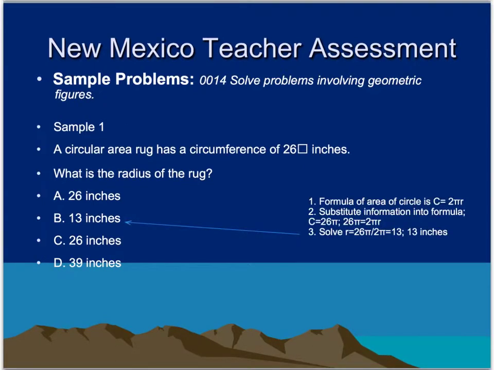The formula for a circumference of a circle is 2 pi r. You substitute the information into the formula. The circumference is equal to 26 pi. 26 pi equals 2 pi r. Then you solve for r. The correct answer is 13 inches, B.